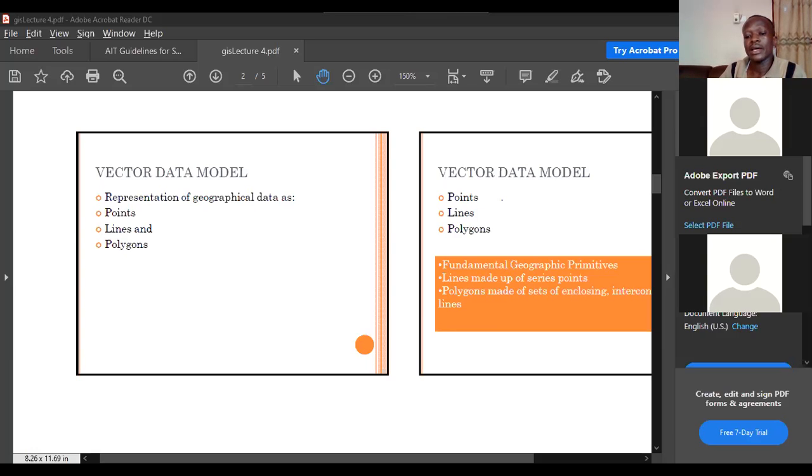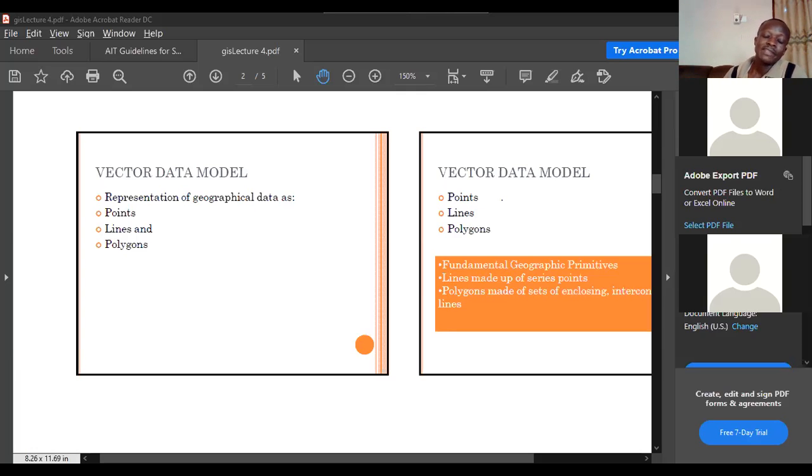So the raster data model is a bit different from the vector data model, in the sense that the vector data model is more like making a sketch. You make use of a point to represent the pole. Meanwhile, the raster will divide the whole area where that pole is into squares.